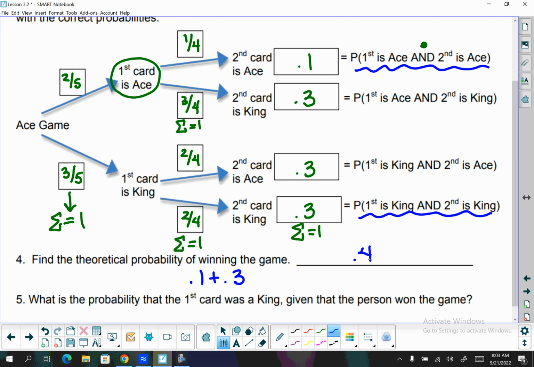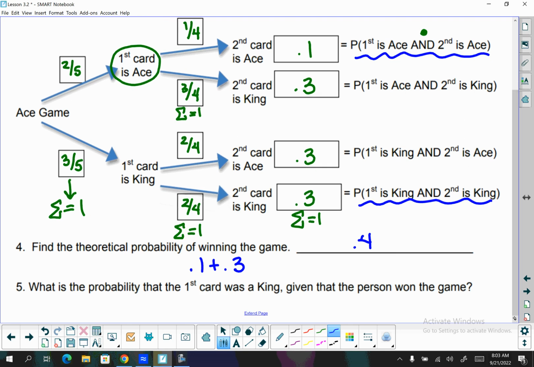That's pretty close to what we had as a group with our experimental empirical probability. We had 0.365. Okay? So this is about 4 out of every 10 times you play, which some of you got exactly, 4 out of the 10 you played. Actually, looks like that was the most common value on our board too. That's interesting. Got exactly that. Okay? What is the probability that the first card was a king given that the person won the game?